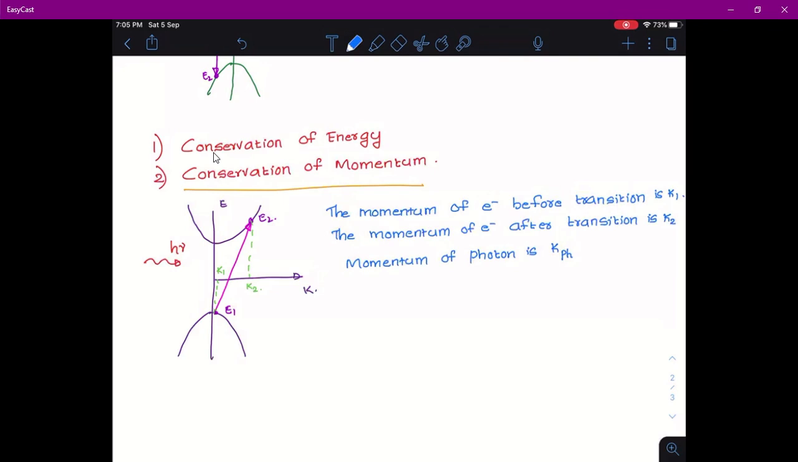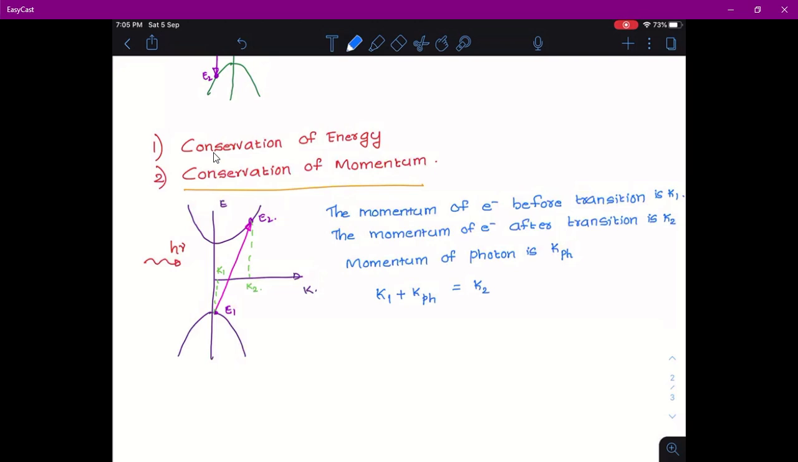So according to the conservation of momentum, the momentum when the photon is incident is K1 plus kph. When the electron is jumped to the conduction band, it has a momentum which is K2, and these two should be equal.